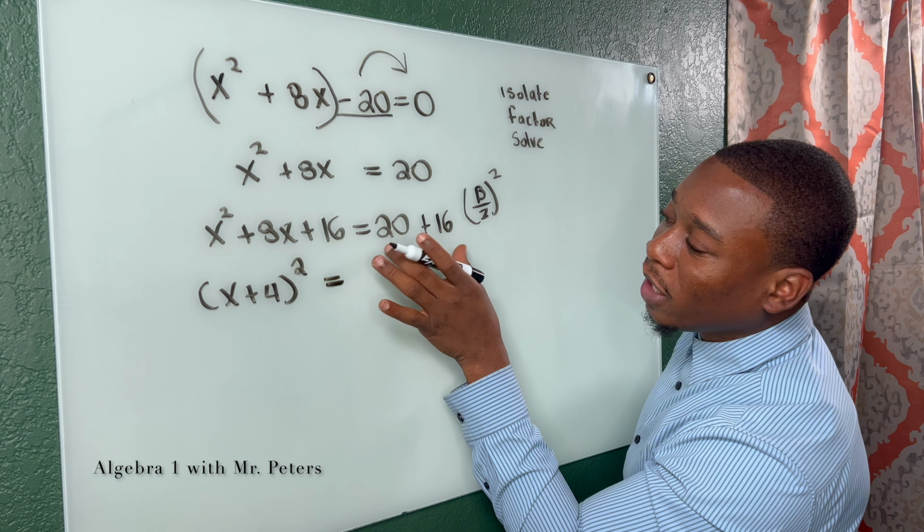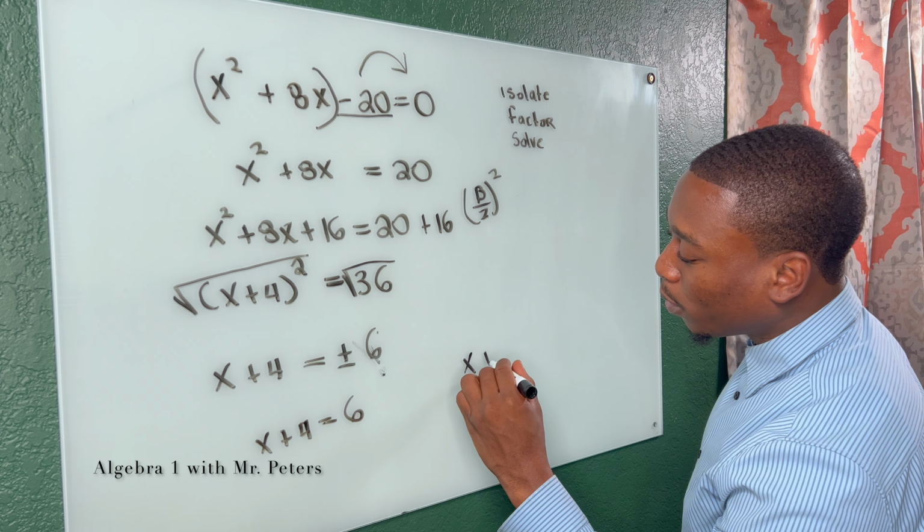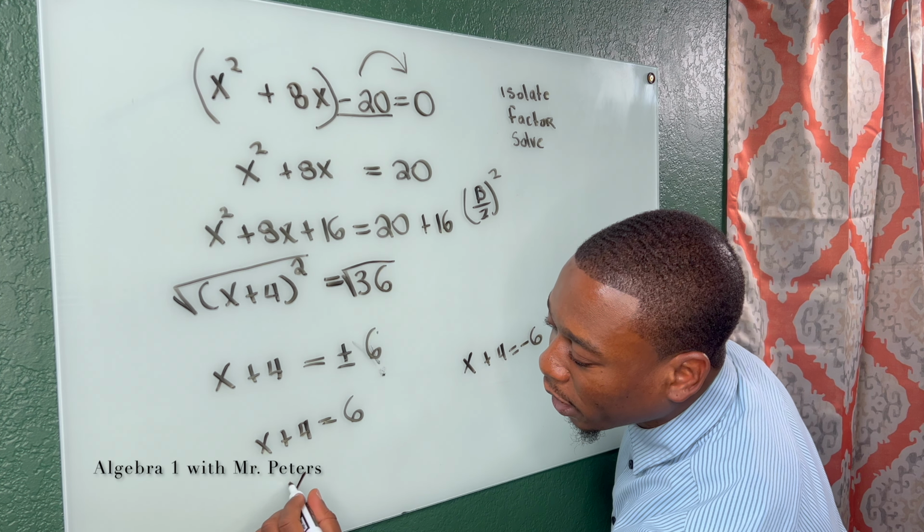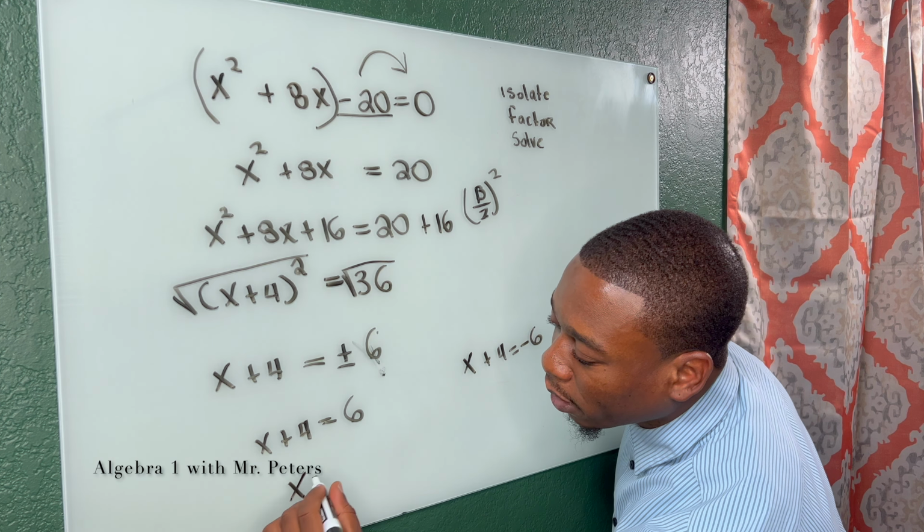So now what I have is x plus 4 is equal to positive 6, or x plus 4 is equal to negative 6. So my answer would be x is equal to 2 once we subtract 4 on both sides, or x is equal to negative 10 once I subtract 4 from both sides.